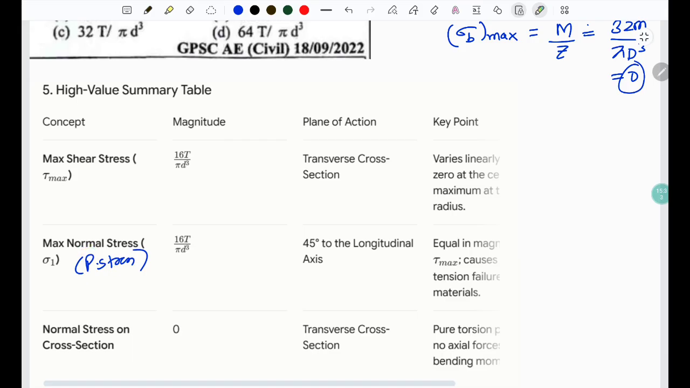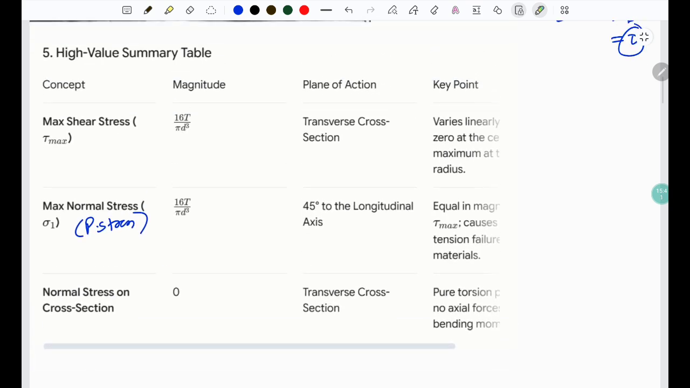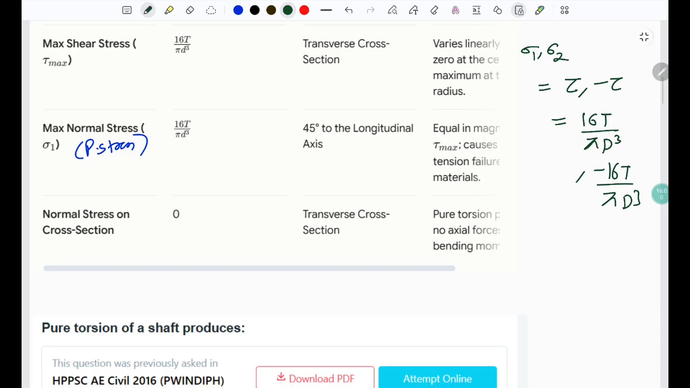Similarly, we have the maximum principal stress as 16T by pi d cube, but the normal stress on the cross section is 0. Actually, using the Mohr circle, what we get is sigma 1, sigma 2 for pure torsion as tau, minus tau, which both are shear stress, 16T by pi d cube, minus 16T by pi d cube, which represents their opposite nature.